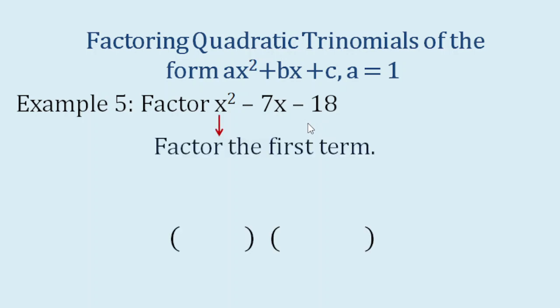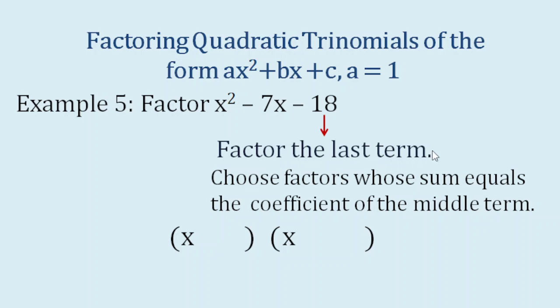First, we are going to factor the first term. Factors of x squared are x and x. Then, factor the last term, negative 18, but we are going to choose factors whose sum equals the coefficient of the middle term. The coefficient of the middle term is negative 7.